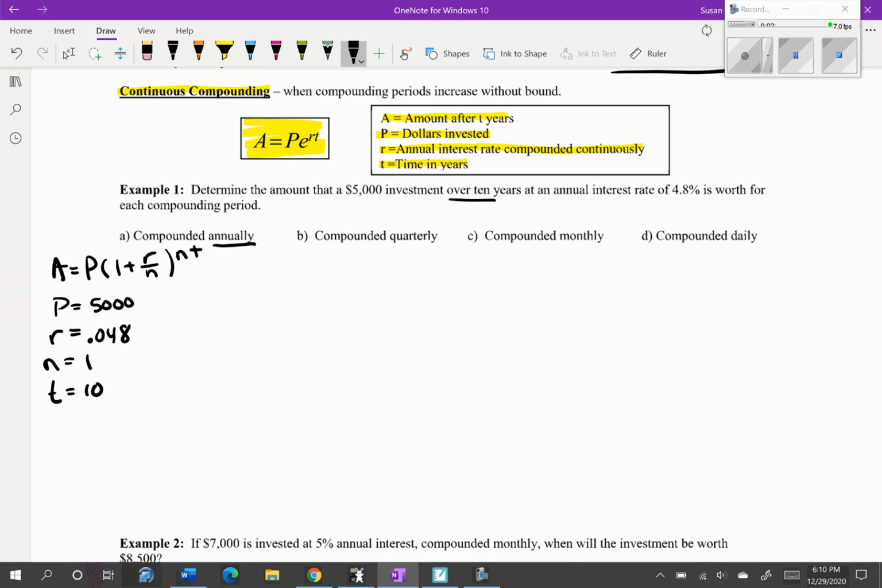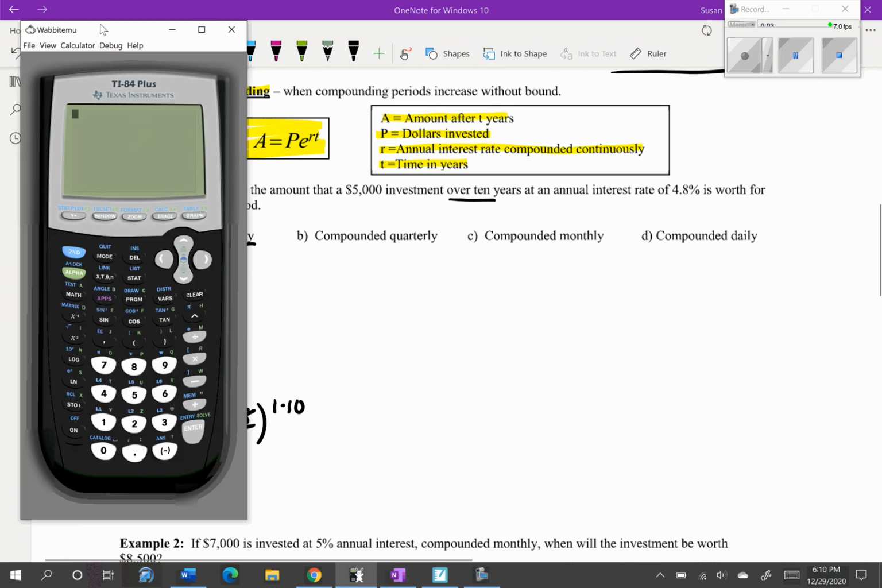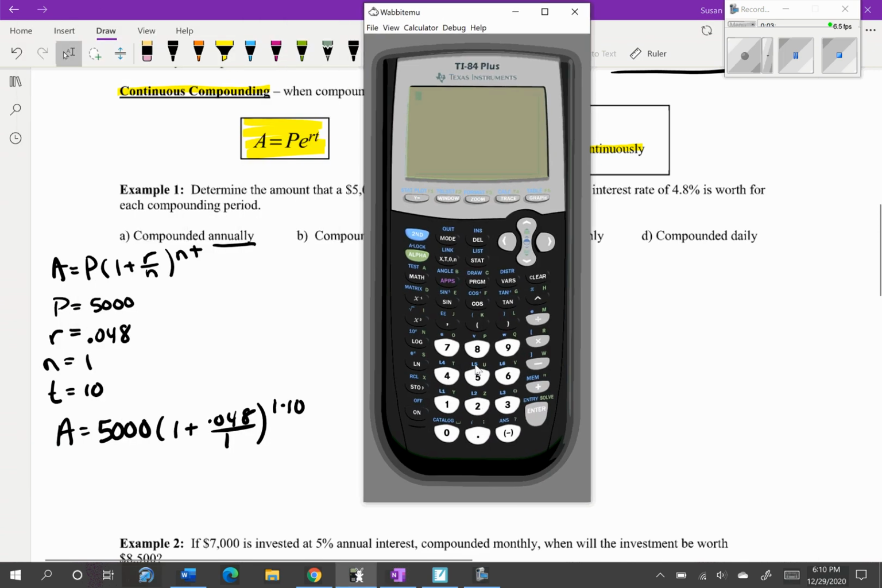So when I plug this in, I get A is equal to 5,000 times 1 plus 0.048 over 1, because that's our n value, and then 1 times 10. So that would be our equation, and then we would plug it into our calculator to get our solution. I would practice plugging these into your calculator because often students get the final answer wrong just because they didn't plug it correctly into the calculator. I see it quite often, so I would always check to make sure.